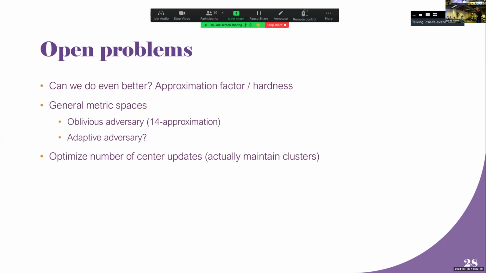And then another point that Samir actually told me was that many people are also interested in optimizing the number of center updates. So that depending on the problem, it might be helpful not to change the centers very often. But in our case, it would actually require us to maintain cluster centers, which we are not doing because we are recomputing them in every time step. So I think that would need a wholly new approach. Thank you very much.